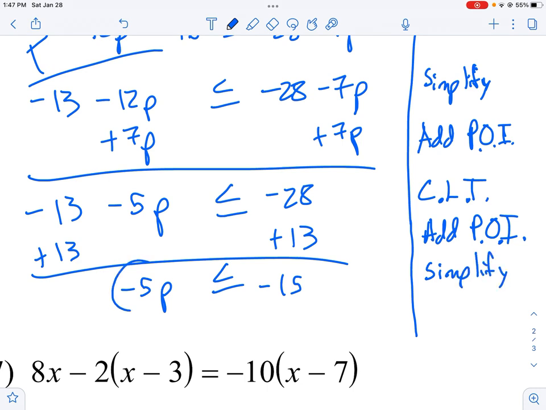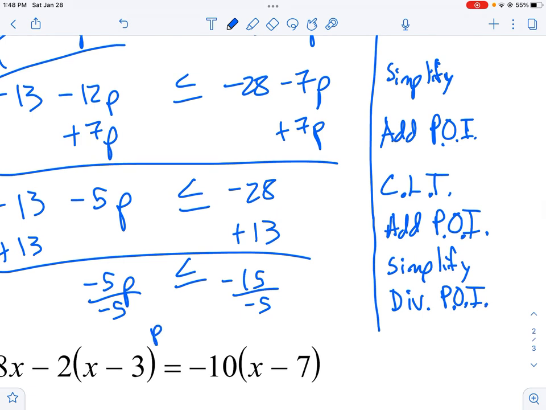And now I just need to get rid of this negative 5 in front of the p. You get rid of that by division, because that is negative 5 times p, so we're going to divide by negative 5 on both sides. The property that lets me do that is the division property of inequality.